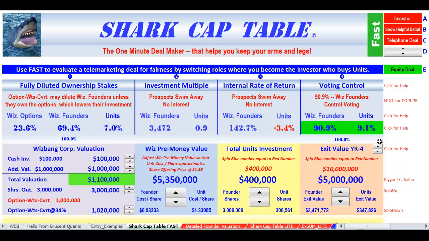And there's one more thing about Shark Cap Table Light. It produces the written materials for you for an executive summary and your all-important stand-up and deliver pitch in front of your investors, your VCs, or whomever you want to sell your investment to.